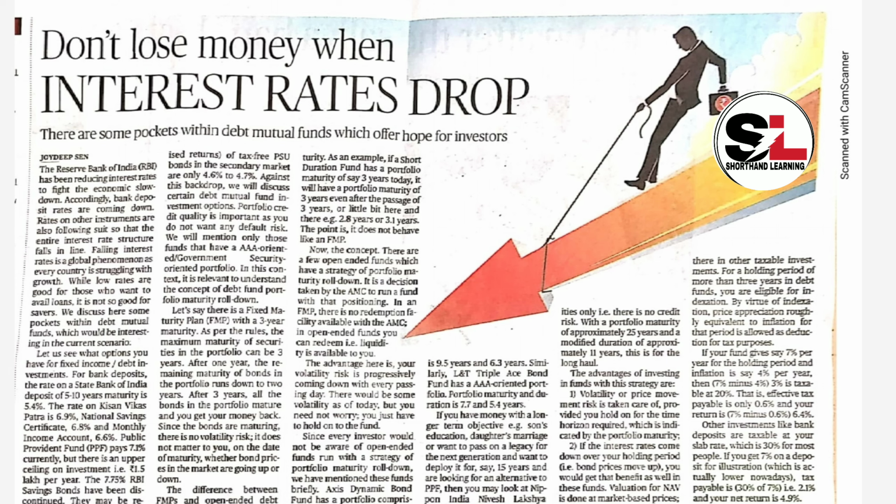Public Provident Fund pays 7.1% currently, but there is an upper ceiling on investment that is rupees 1.5 lakh per year. The 7.75% RBI savings bonds have been discontinued. They may be relaunched, but the interest rate would be lower. Yields of tax-free PSU bonds in the secondary market are only 4.6% to 4.7%.